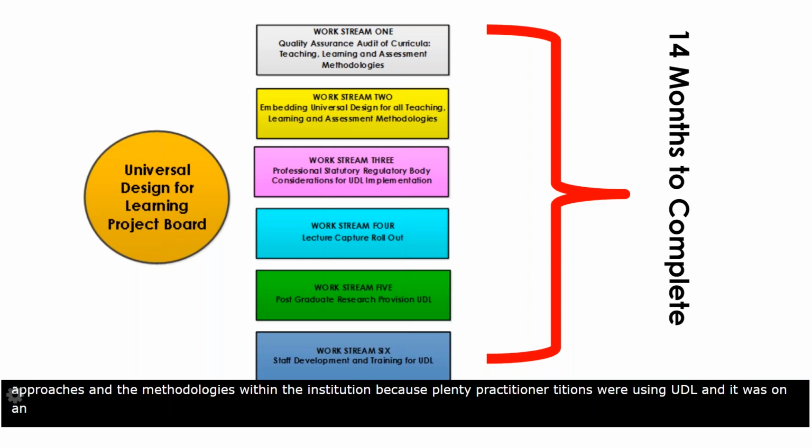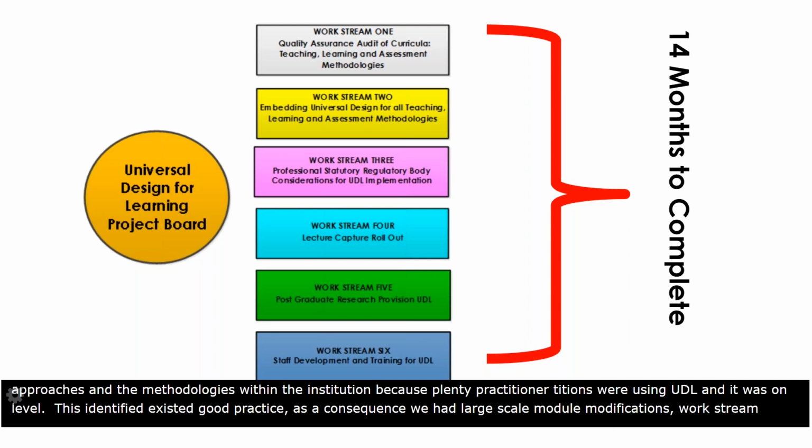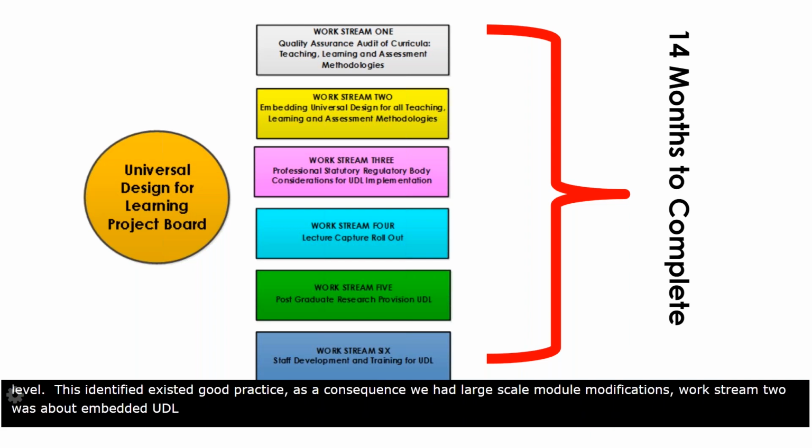And this therefore identified existing good practice, but also the areas of teaching and learning that needed to be updated, changed and modified to be UDL-able, a whole different adjective. As a consequence, we had large-scale module modifications. Workstream 2 was about embedding UDL into the psyche and the teaching practices of all of those practitioners.